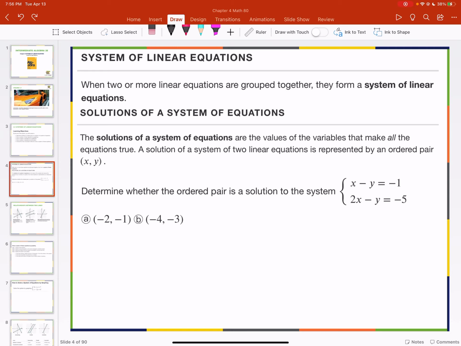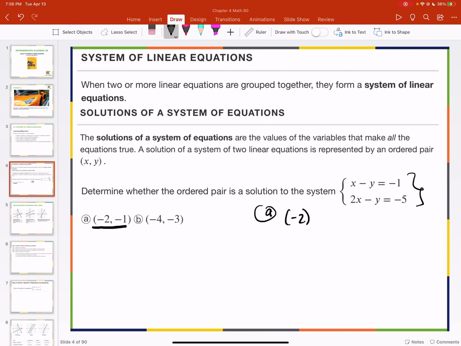So the solutions are values of the variables, in other words, ordered pairs that make both equations, or more if there are more equations, true. Let's say, for example, here we have a system of equations. We have x minus y is equal to -1, and we have 2x minus y is equal to -5. To tell if an ordered pair is a solution, we just plug that in.